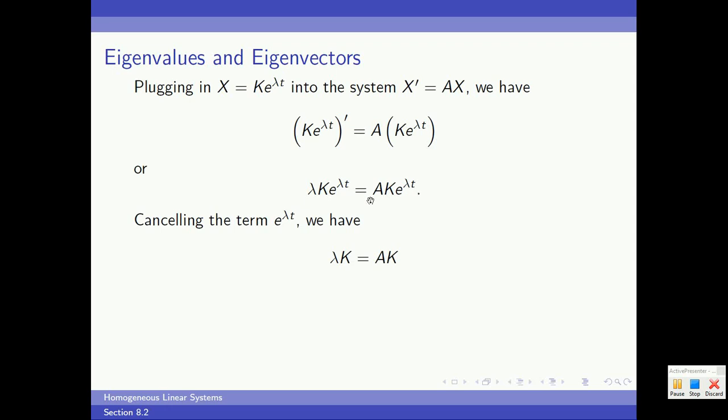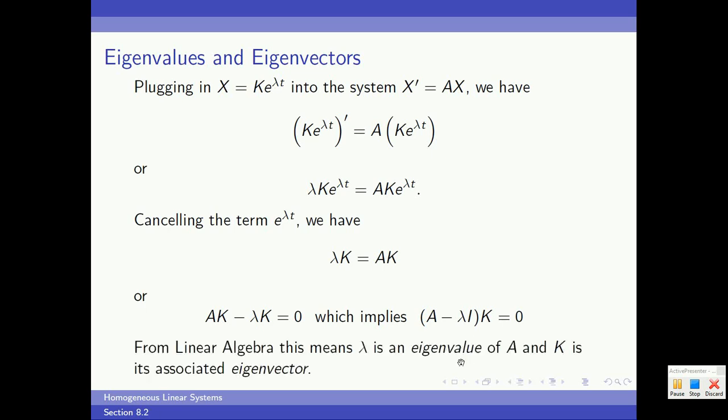E to the lambda t is a non-zero function, and it's on both sides, so we can cancel it. So we have lambda k has to be equal to Ak. Rewriting this, Ak minus lambda k has to be equal to 0, if we move this onto the right-hand side. Factoring out the k, we get A minus lambda I times k is equal to 0. This exactly means that lambda is an eigenvalue of A and k is an eigenvector, from linear algebra.